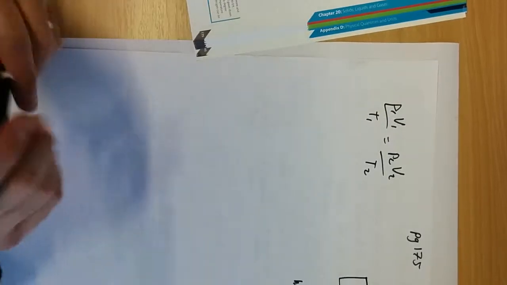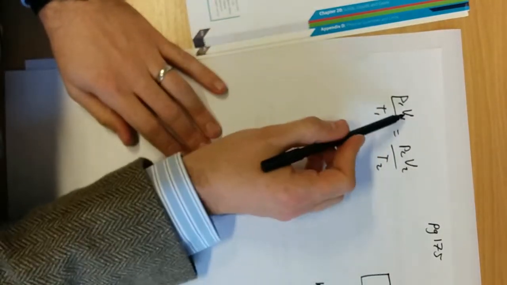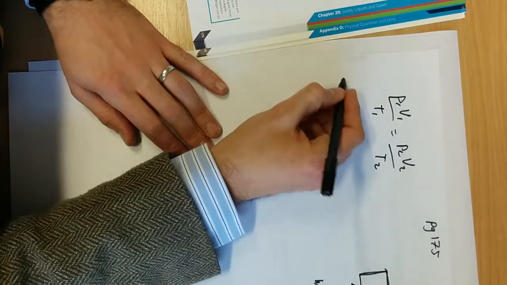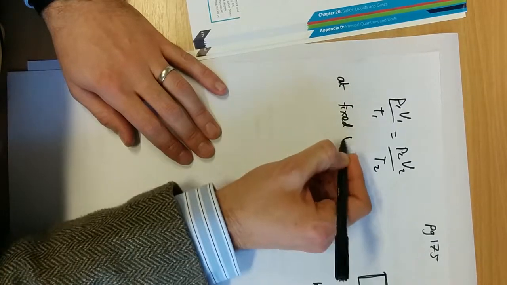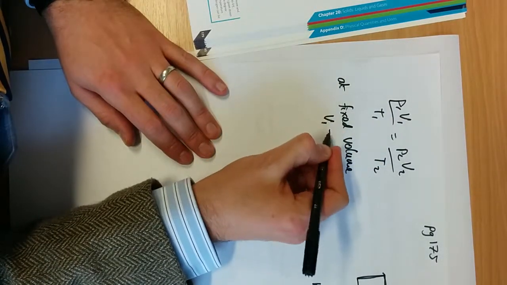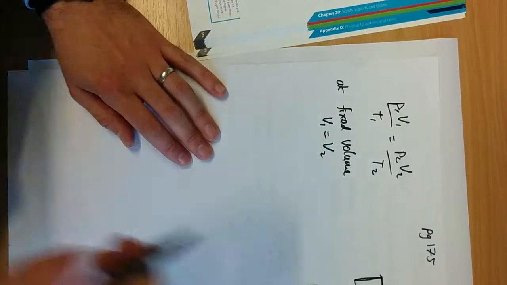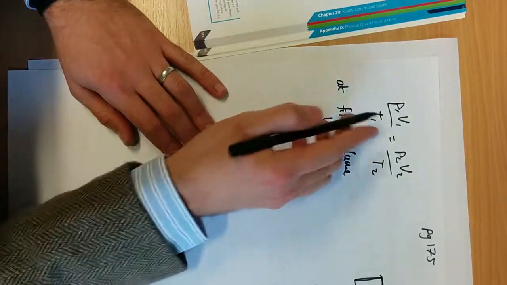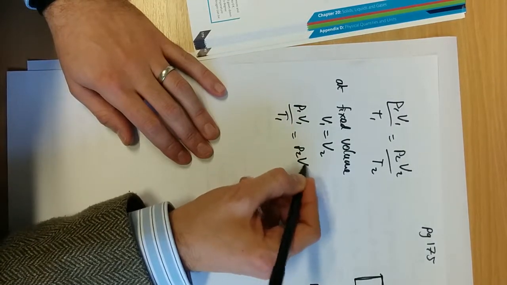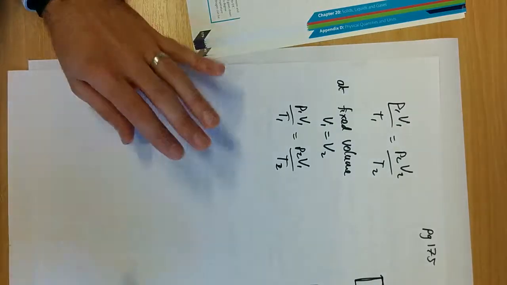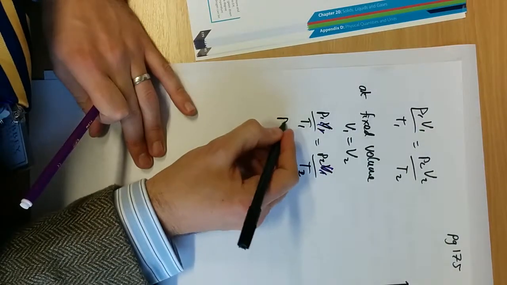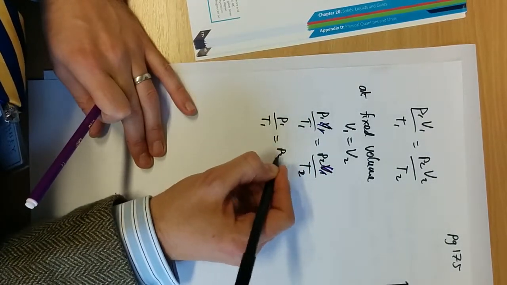Okay, so what we need to know is that, first of all, the volume is a constant. It's just a tin. It's a fixed volume. So the volume does not change: volume 1 equals volume 2. In other words, P1 V1 over T1 equals P2 V1 over T2. So I can cancel out the volumes, and I have just got P1 over T1 is equal to P2 over T2.